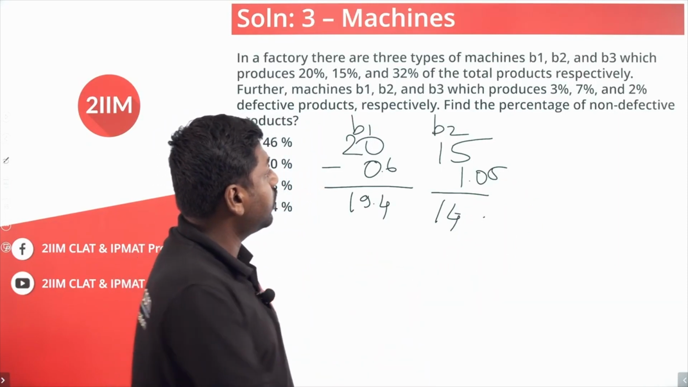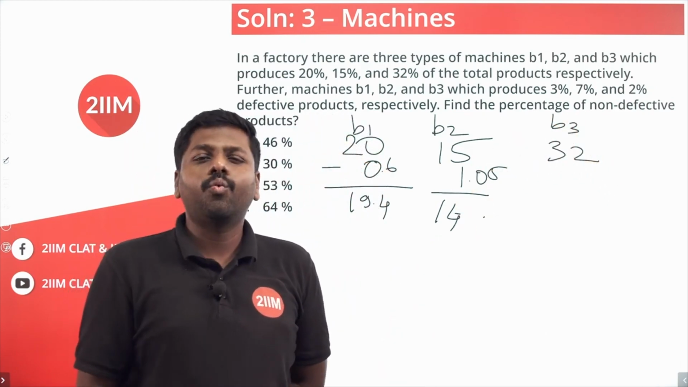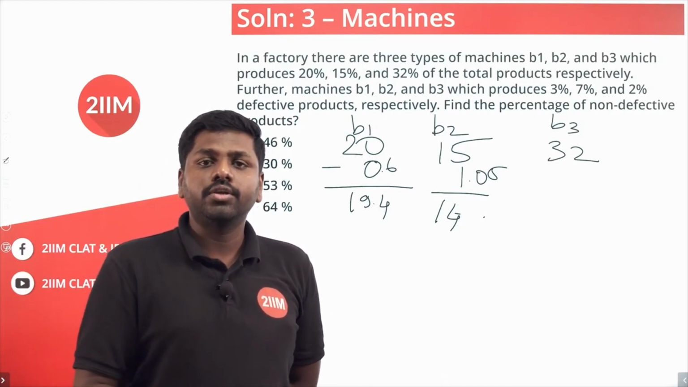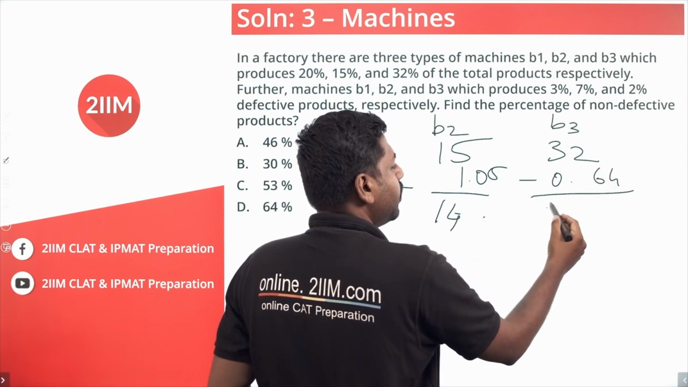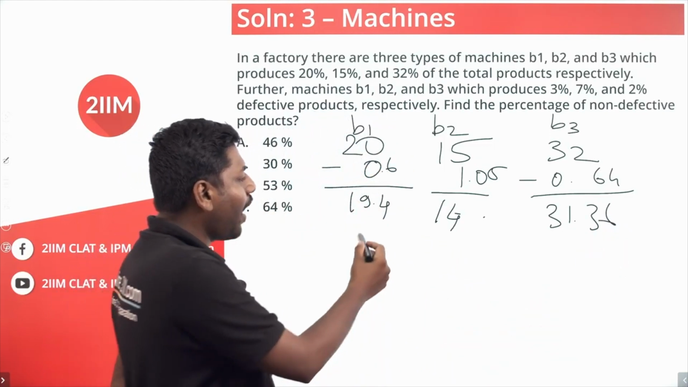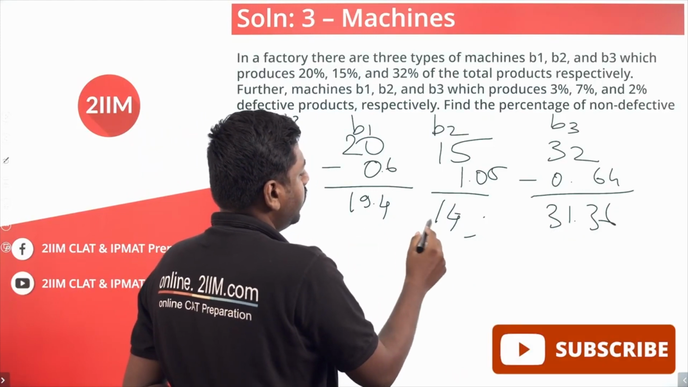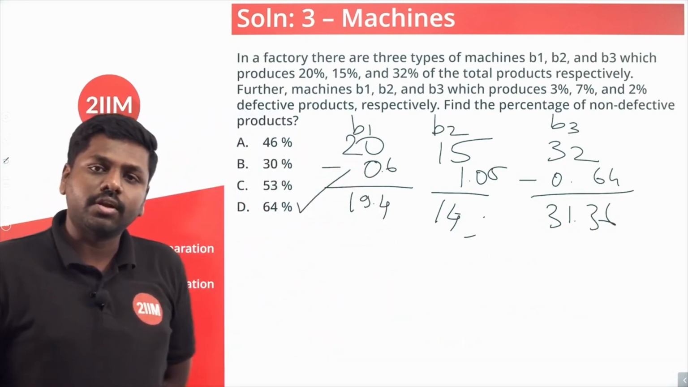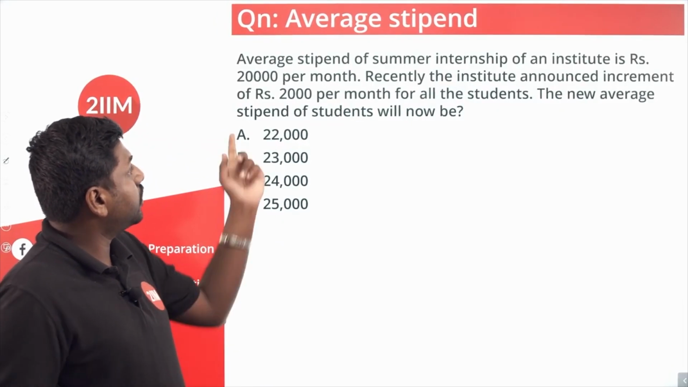The third item is 32. This B3 is 32 items, out of which 2% is defective. 1% of 32 is not 3.2, it is 0.32, so 2% is 0.64. So this is 0.64 getting subtracted. So it's going to be 31.36, thereabouts 31.4. Add these 3. You'll get about 20, about 32 and 14. 20, 30, 34, 44, 54, 64, 64 point something. 64 is the closest answer available. 64 is the answer.